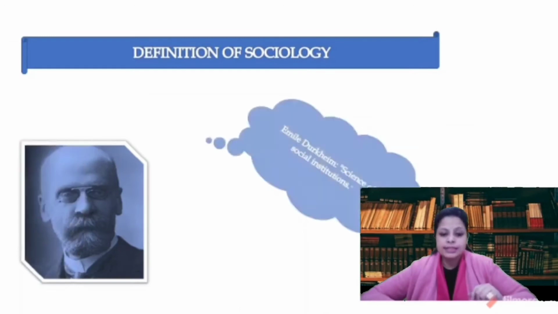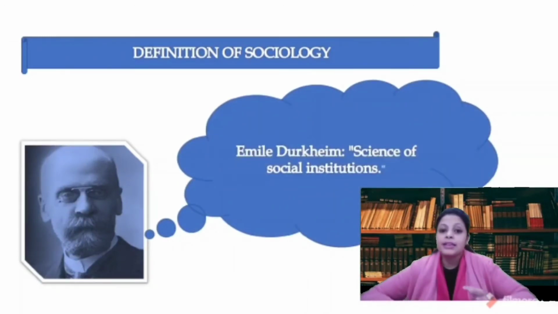Another sociologist named Emile Durkheim says that it is a science of social institutions. Now, what are social institutions? I'll be dealing with them in detail in further slides, but for now, according to Emile Durkheim, social institutions are family, religion, and so on. So these are social institutions. When you study social institutions like family and religion, that is sociology, right?